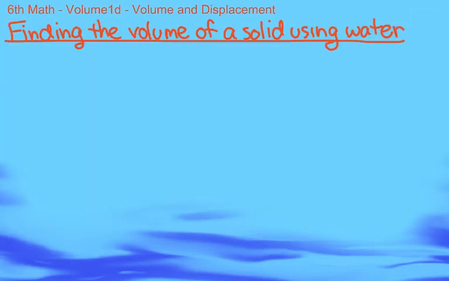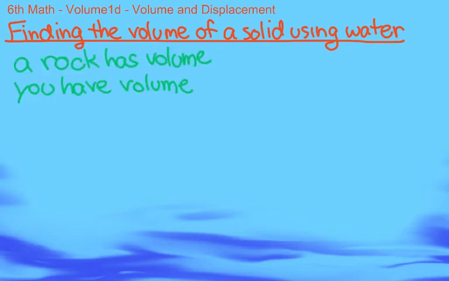The first thing we're going to talk about is finding the volume of a solid using water. That's something that we just mentioned, like an object in your room, one thing that you really like, or that pet rock you've been holding on for years that you found in the forest. That pet rock has volume too. Not feelings, but volume. Let's say that rock had a volume of, I don't know, 10 centimeters cubed.